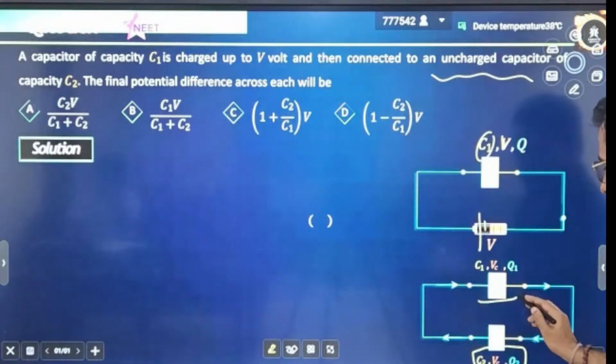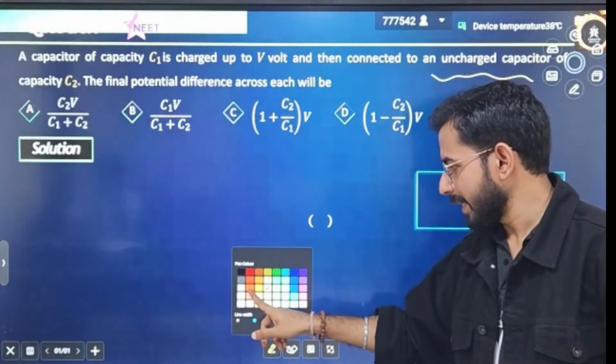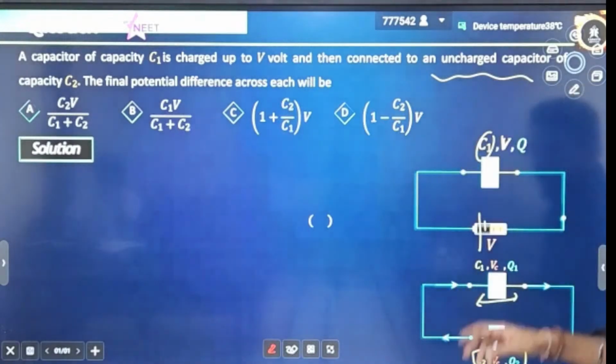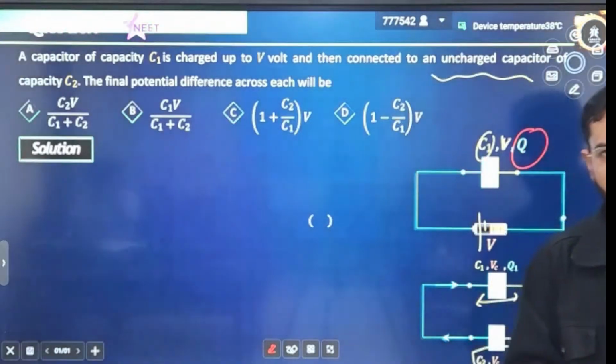You have to tell me finally what will happen. Actually, what will be happening in the phenomenon? Last class I told you about redistribution of charges. It got completely charged till charge Q. Okay. Now what will happen when you have connected an uncharged capacitor? Charge will start traveling from this charged capacitor to this uncharged capacitor. That means it will also try to charge this second capacitor. But until what time? There are some limits and restrictions also.